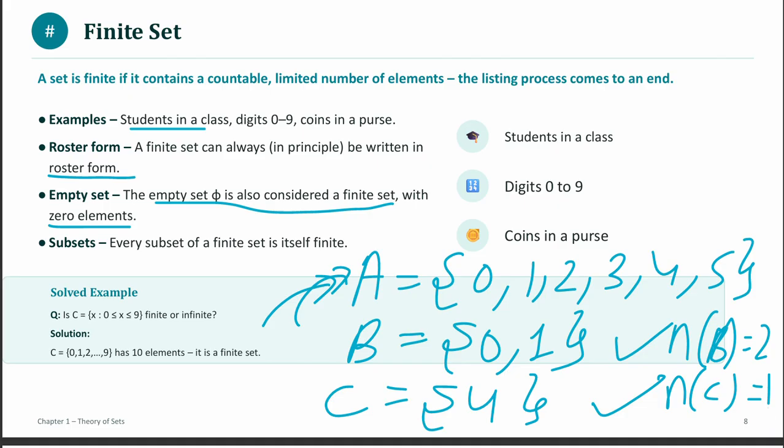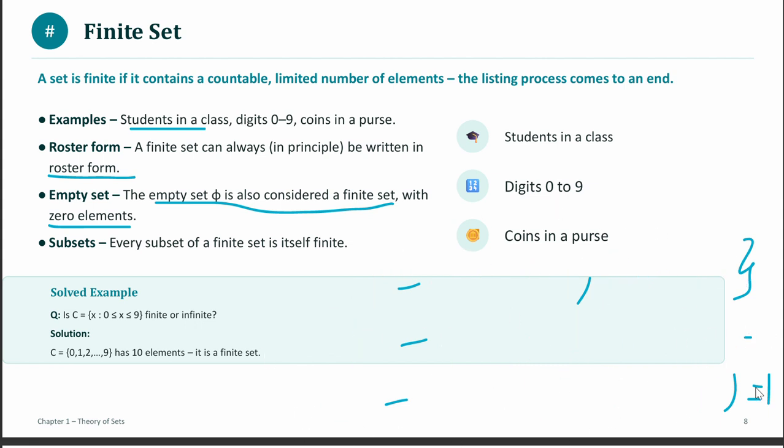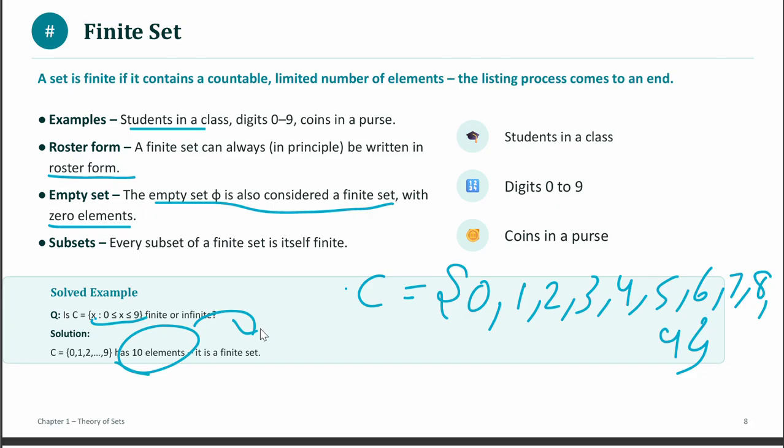Okay, if you see the solved example right here, right? Now we have been given, is C a finite set? Okay, and what is the condition given to us? That X such that X lies between 0 and 9. Let us create a set C: 0, 1, 2, 3, 4, 5, 6, 7, 8, and 9. Okay, how many elements are there in the set C? It has 10 elements and therefore it is a finite set. All right, let's move forward.